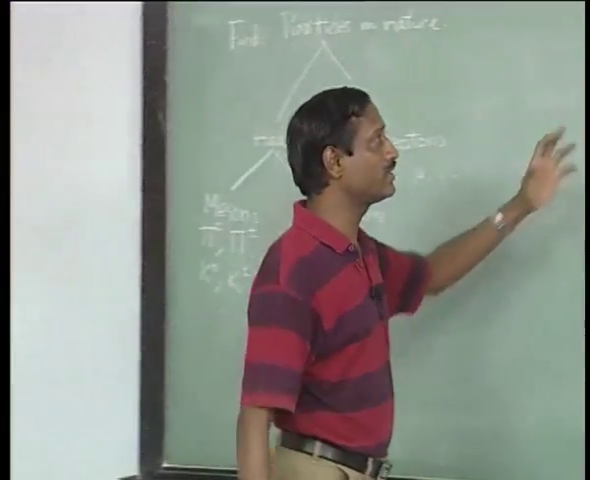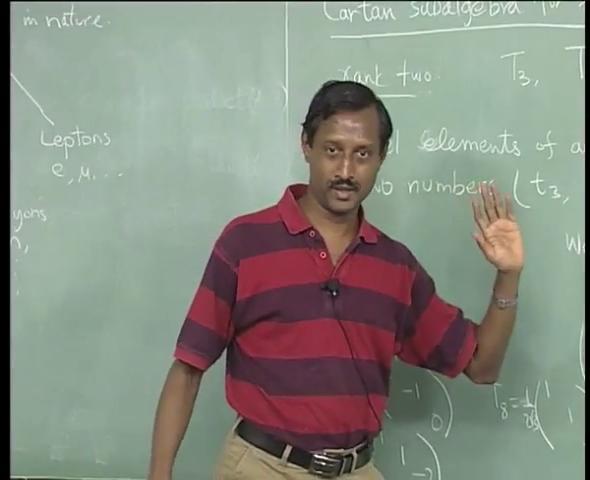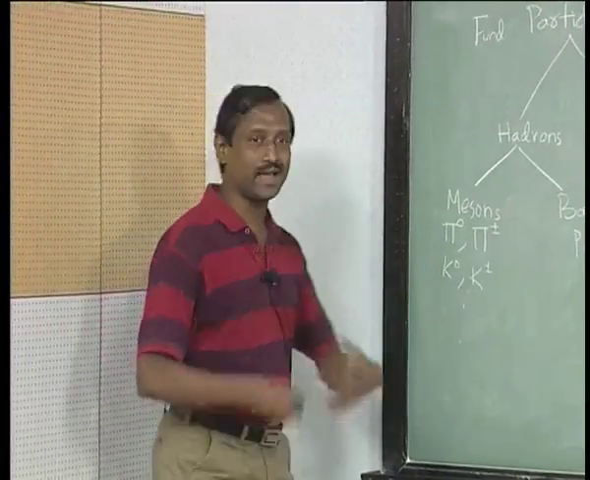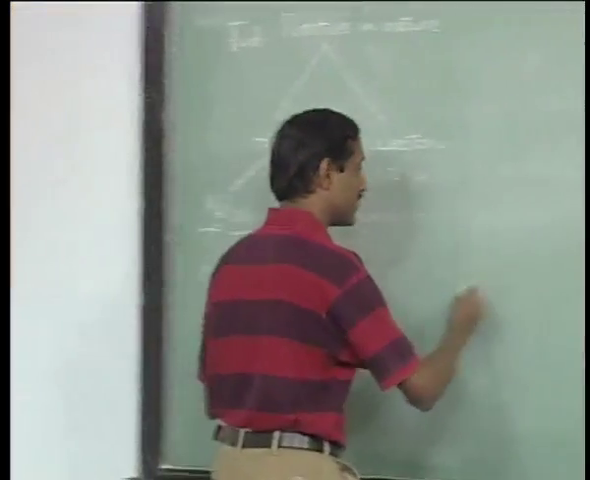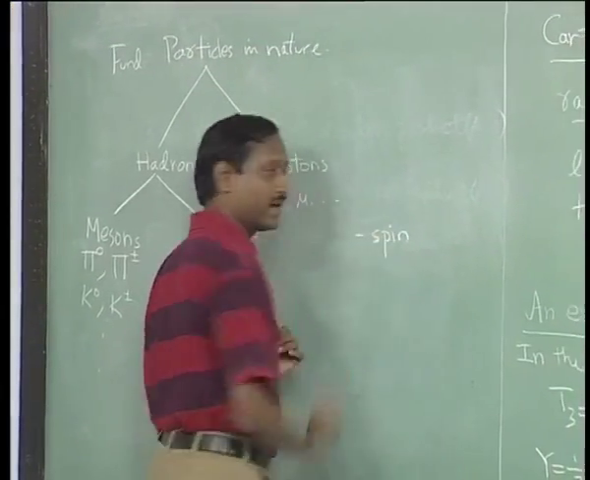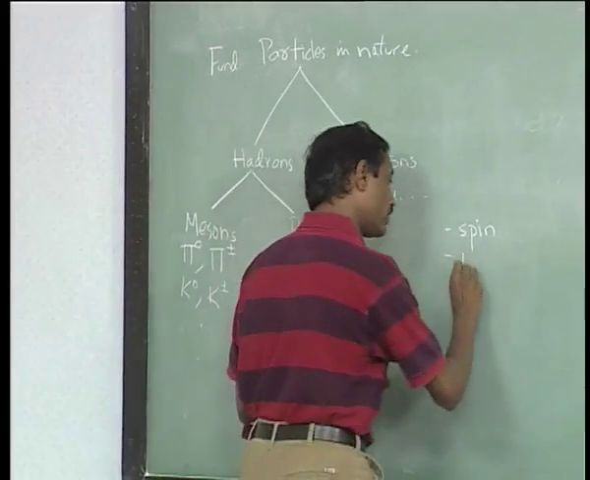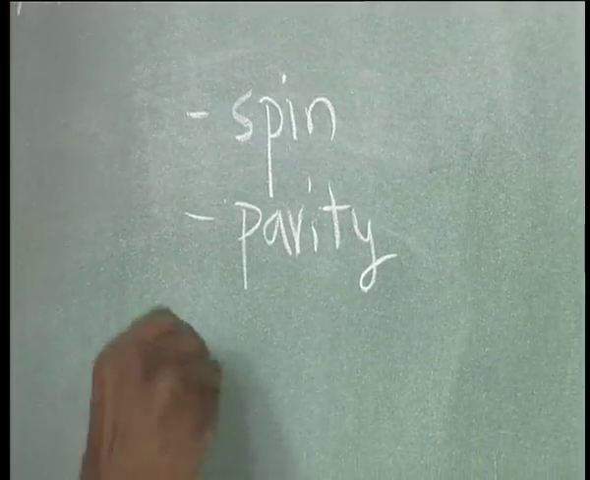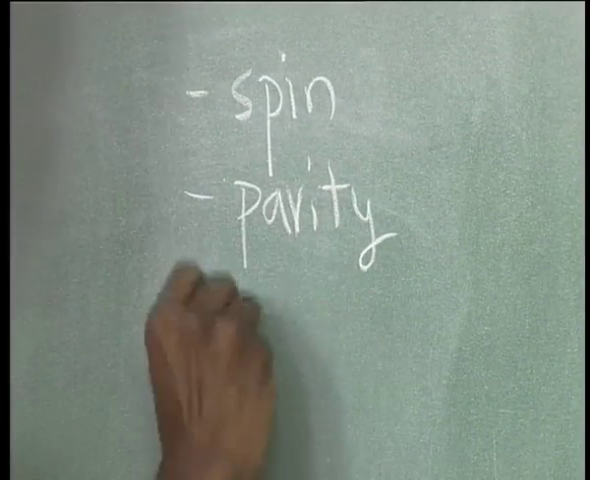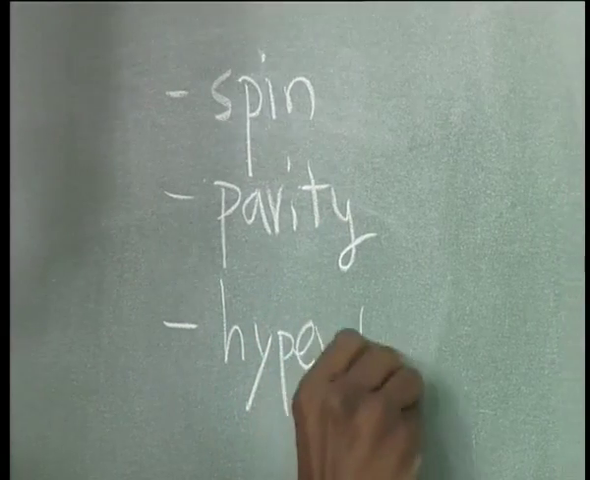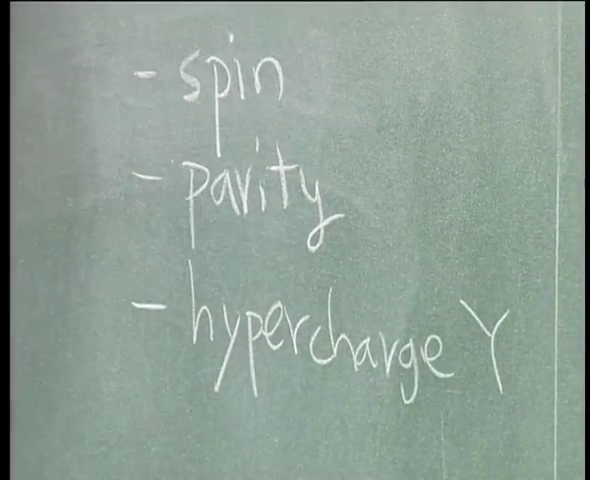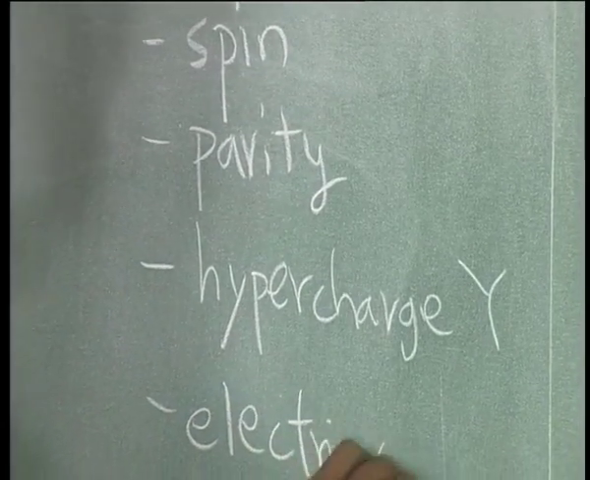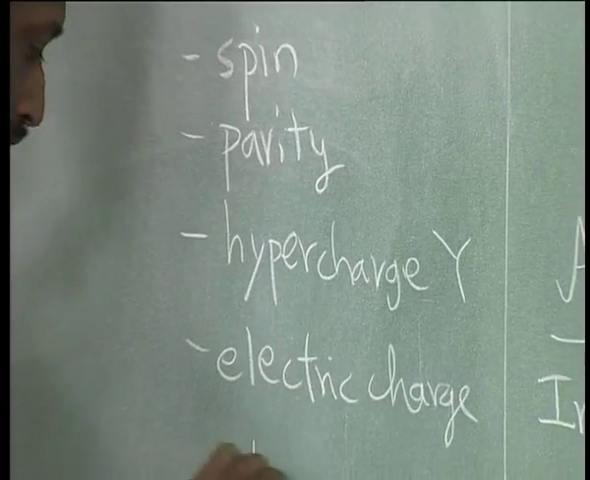He said SU(3) has some role to play, and they found that you could assign quantum numbers to all the particles which you saw. The quantum numbers assigned were obvious ones: the spin of a particle, and its parity. Then they started assigning other things. There was something called hypercharge, which is Y, and then of course the electric charge of the particle, then baryon number.